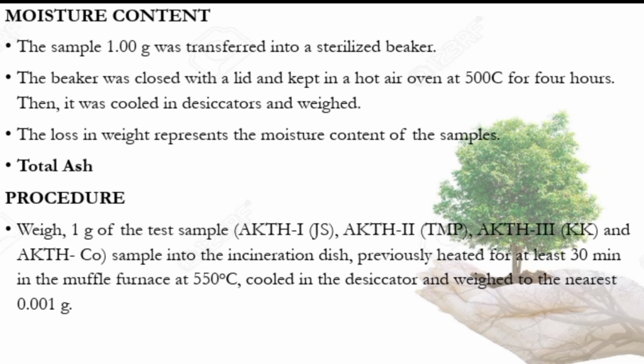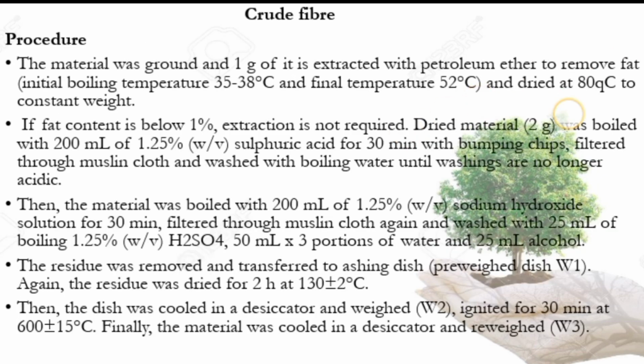Moisture content. A sample of 1 gram was transferred into a beaker, the beaker was closed with the lid and kept in a hot air oven at 50 degrees Celsius for 4 hours. Then it was cooled in a desiccator and weighed. The loss in weight represented the moisture content of the sample. Total ash. About 1 gram of test sample was kept in an insulated dish and heated for at least 13 minutes in a muffle furnace at 550 degrees Celsius, cooled in a desiccator and weighed to the nearest 0.01 gram. For crude fiber, the muslin cloth method is used.